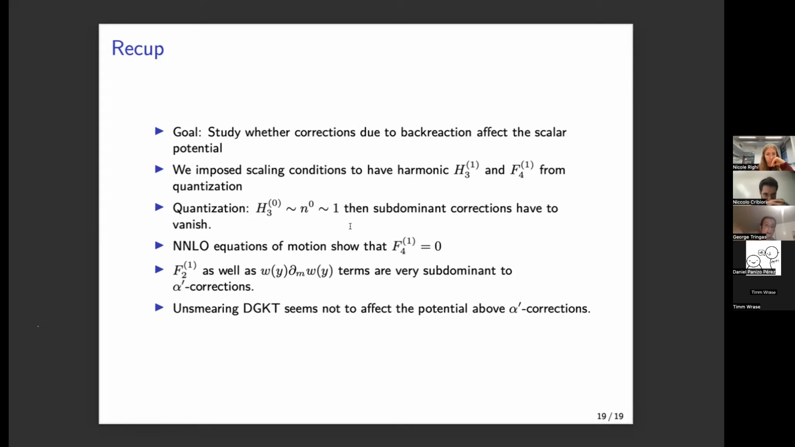We pushed it further to NLO equations of motion, and we showed that the corrections to F4 flux vanish as well, while the rest of the corrections that come from F2 and derivatives on two warp factors or two dilatons are very subdominant to alpha prime corrections. So unsmearing DGKT seems not to affect the potential above alpha prime corrections.